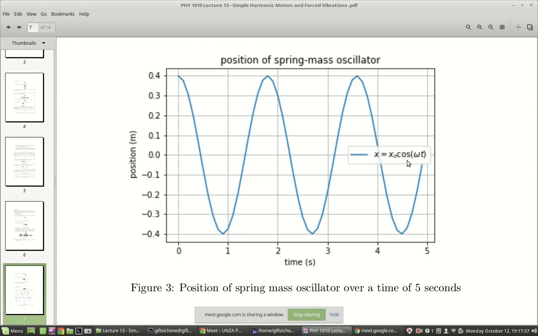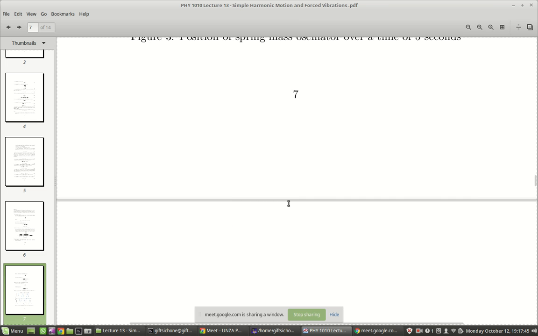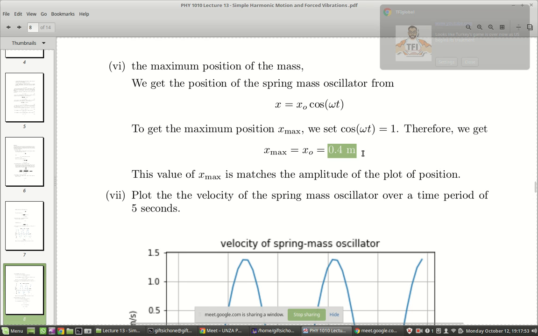So, in the case of the velocity, when you have put your mass at maximum position there, it's at maximum position, your mass is not moving. Therefore, the velocity of the mass is equal to 0.